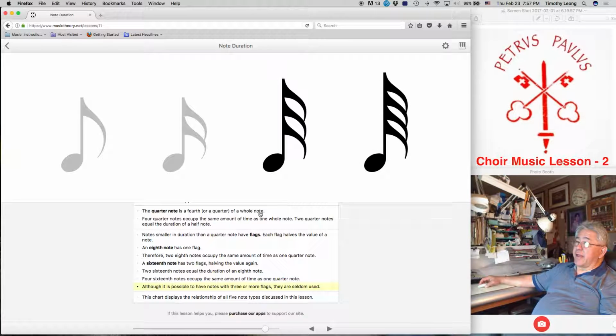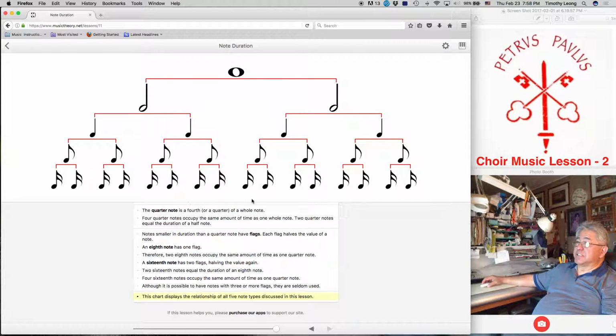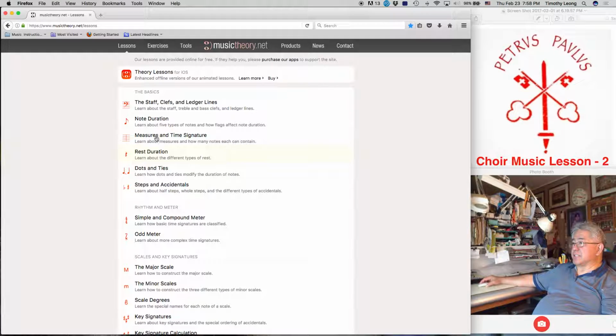And although we have notes with three or more flags, it's seldom used unless you play the violin and you play Bach, or you play the organ and you play Bach, and he gets a whole bunch of flags in there, and a whole bunch of dots. So you never know, and it's good to be a little bit savvy in math to figure out exactly how fast things are going. Okay, so this chart shows the relationship of how many of what type of notes make up what. Please go through this so that you understand. If any questions, come ask me.